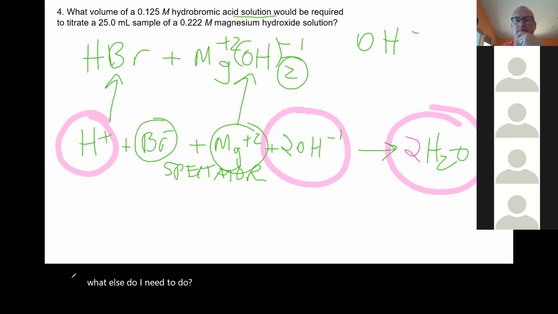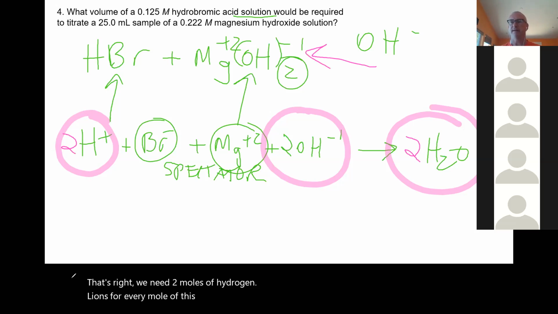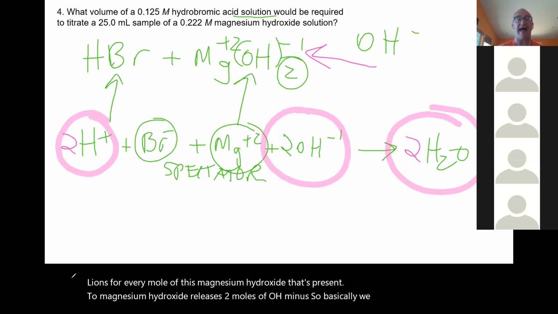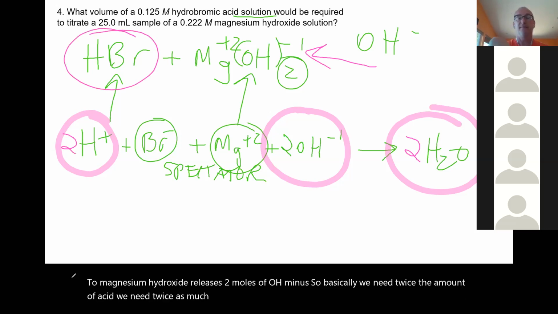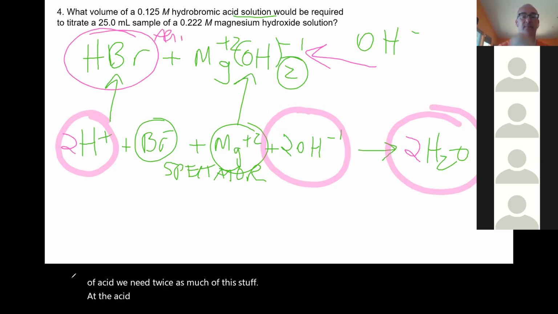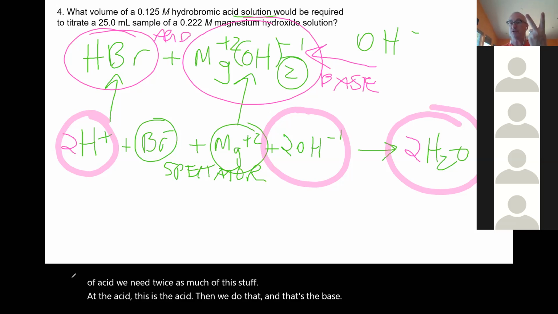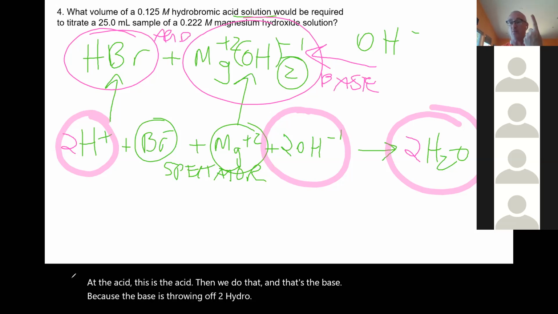You need to do on the reactant 2 hydrogen. That's right. We need 2 moles of hydrogen ions for every mole of this magnesium hydroxide that's present, because the magnesium hydroxide releases 2 moles of OH minus. So basically we need twice the amount of acid. This is the acid, that's the base. Because the base is throwing off 2 hydroxides, and the acid's only throwing off 1 H plus.